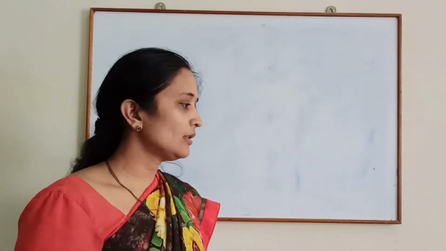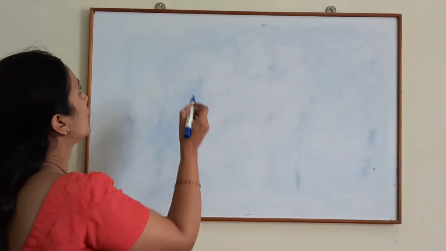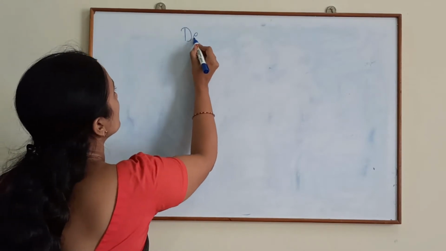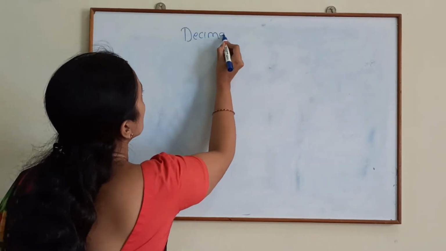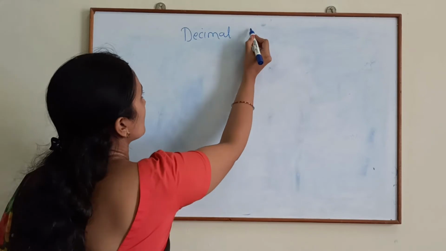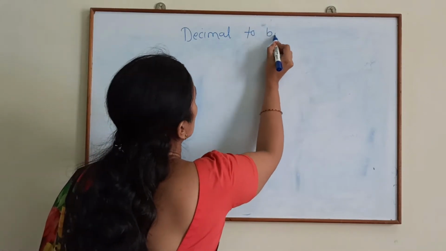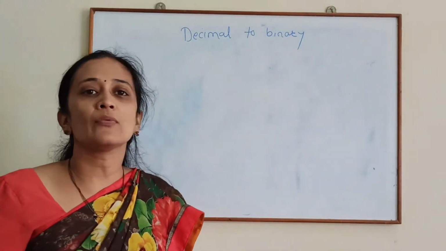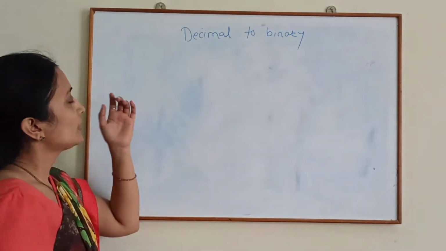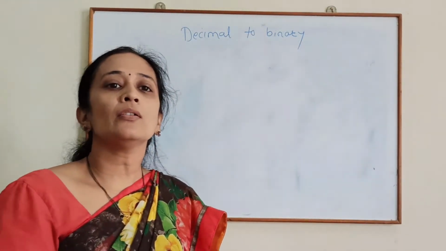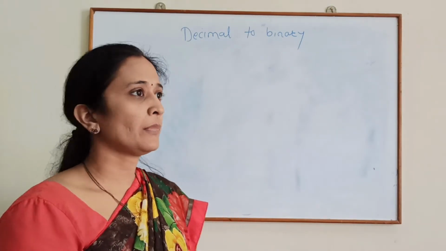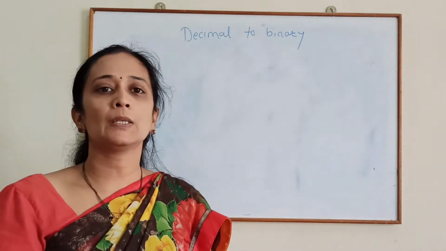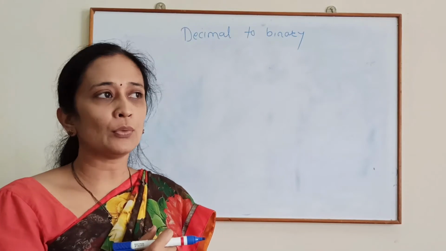Hello students, in this class we will learn how to convert a decimal number into its binary equivalent. Decimal to binary number conversion. What is a decimal number? The number with base 10. And what is a binary number? The number with base 2.